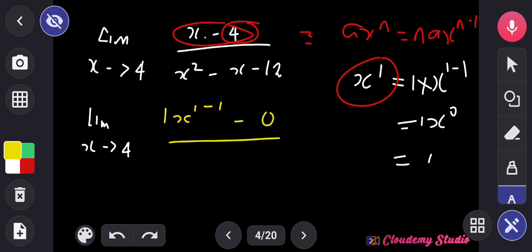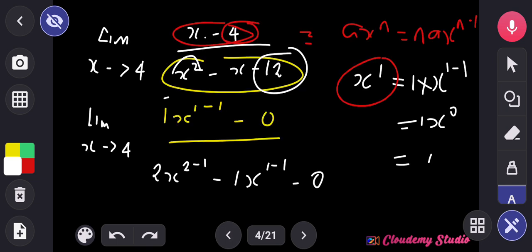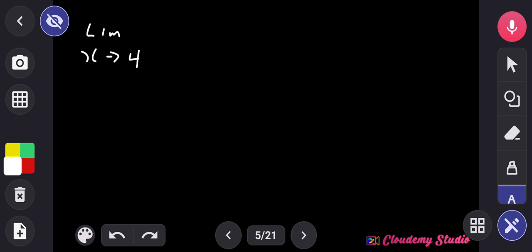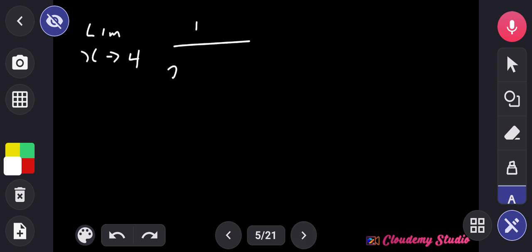Then divided by, now let us differentiate the denominator. In differentiating the denominator, we are going to be having this 2 comes to the back, becomes 2x raised to the power 2 minus 1, minus this x becomes 1x raised to the power 1 minus 1, then minus 0, because differentiation of 12 becomes 0. We are still having limit of x tends to 4. Now, 1x power 1 minus 1 becomes 1x power 0, and that's equal to 1. So that is 1 divided by 2x power 2 minus 1, which becomes ordinary 2x.